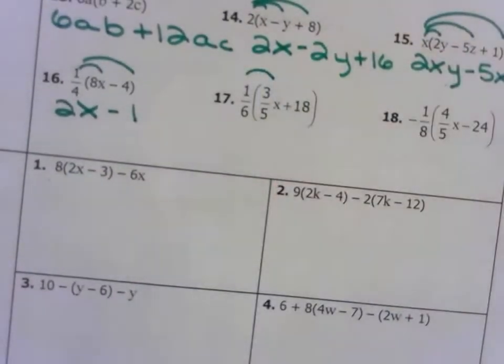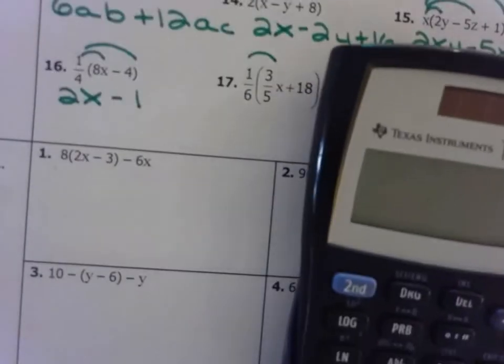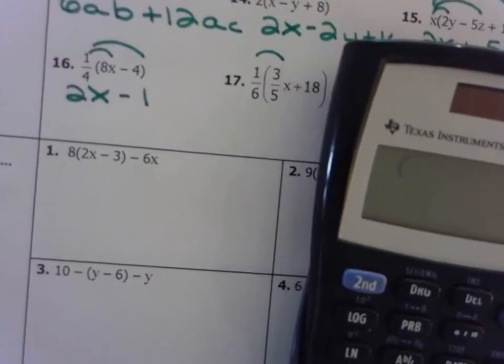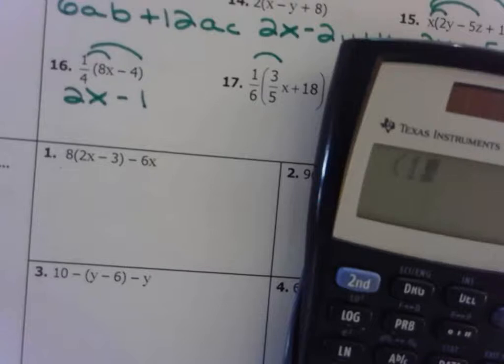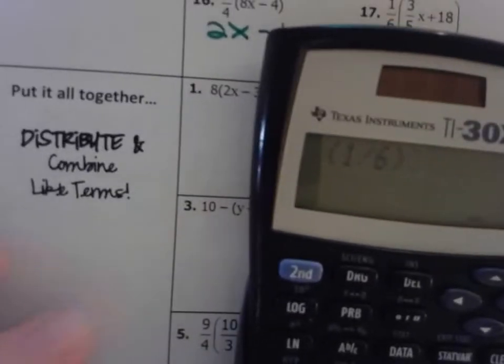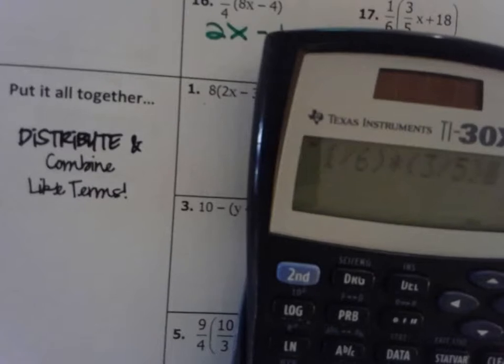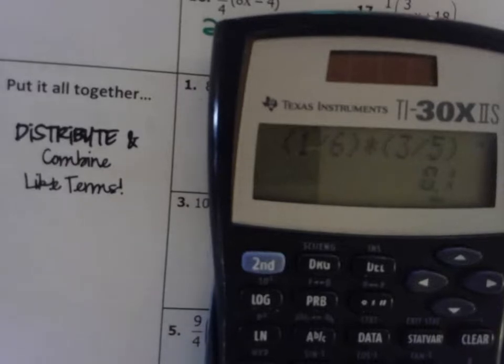1/6 times 3/5. So in your calculator, put parentheses. So 1/6 times 3/5, parenthesis. How do I do a fraction? I just said it. 1 divided by 6, so there's 1/6. Okay. Parenthesis 1 divided by 6 times 3/5, parenthesis 3 divided by 5. 0.1. Now, this one gives it to you as a decimal.